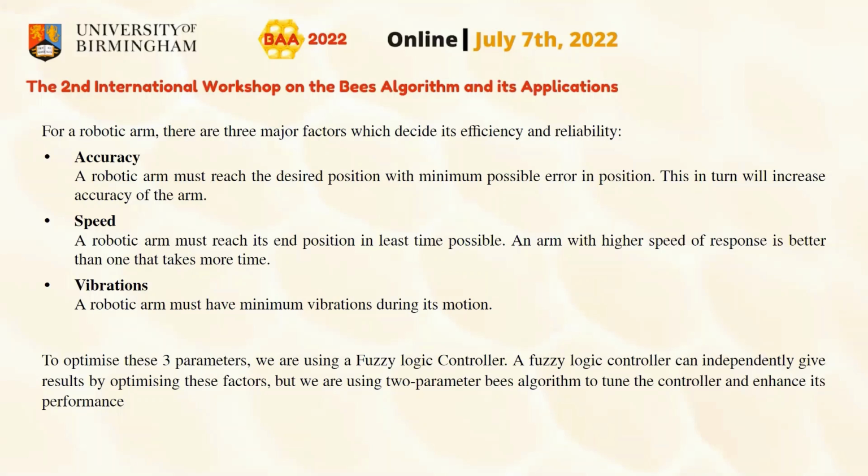The second factor which plays a major role is speed. A robotic arm must be quick in responding. It must reach the desired position as fast as possible. The third important factor is vibrations. A robotic arm must have minimum vibrations during motion, and its motion should be smooth so as to carry goods. So for optimizing these 3 parameters, we are using a fuzzy logic controller, and then we'll further improve this controller using the 2-parameter Bees algorithm.